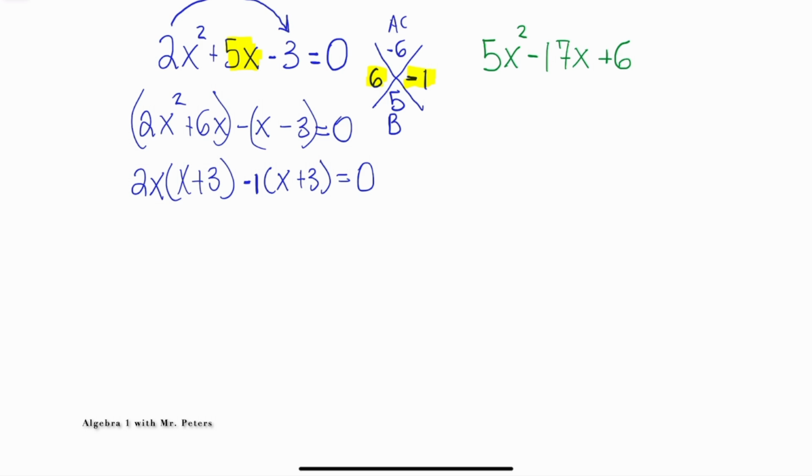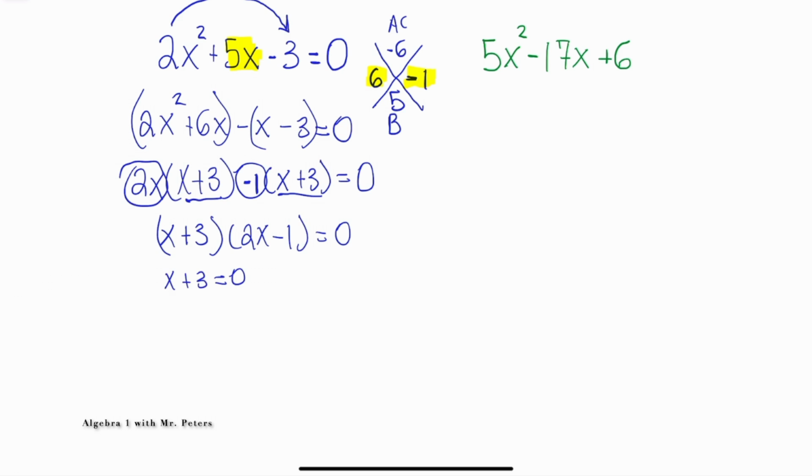So right now, we'll notice that two factors are the same. So we know that's correct. So we have x plus 3. And then the two outside terms we combine to get 2x minus 1 is equal to 0. So we set our factors equal to 0, and we're going to have x plus 3 is equal to 0. So x is equal to negative 3.